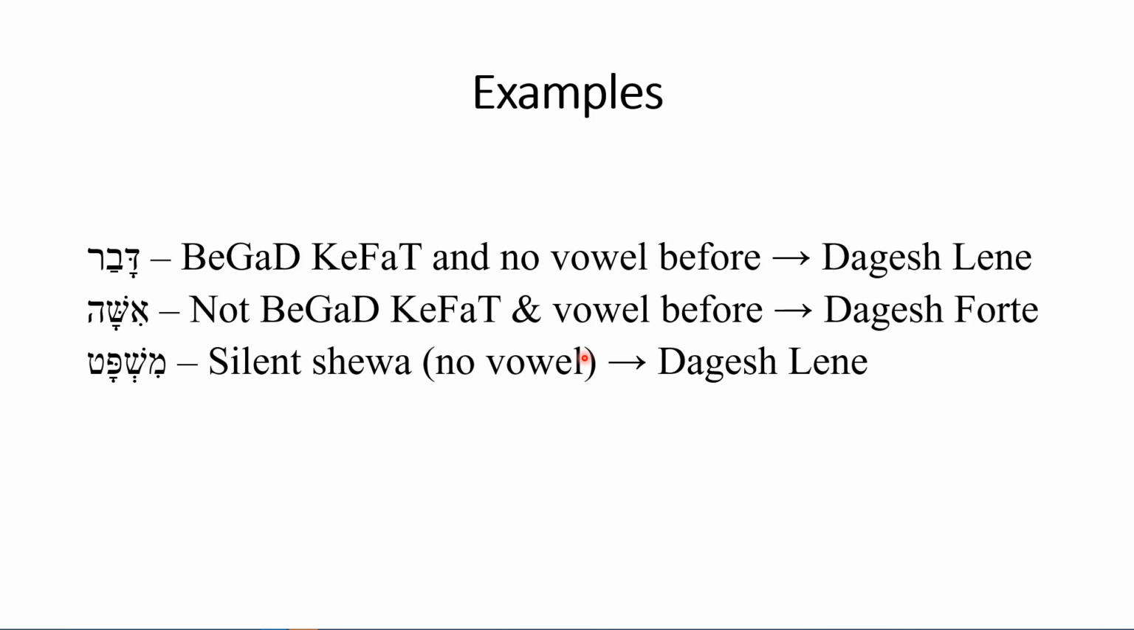And our final example here is Mishpot. And that's an interesting example. It has a pei, and that is a Begad Kafat letter, where this Dagesh is, but it's coming after a silent Shewa. And because it's coming after a silent Shewa, that means there's no vowel. So it's Begad Kafat, there's no vowel before it, so it's a Dagesh Lani. We'll talk in a few minutes about silent Shewa versus vocal Shewa, but in this case we have a Dagesh Lani because it's a Begad Kafat letter and it's coming after a silent Shewa, which means there's no vowel.